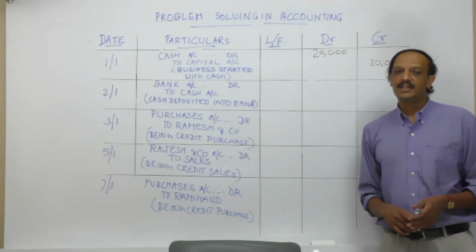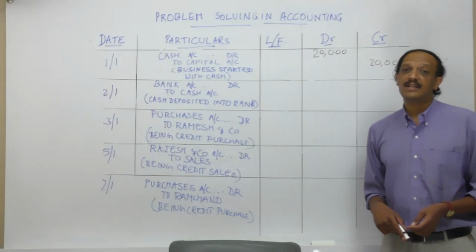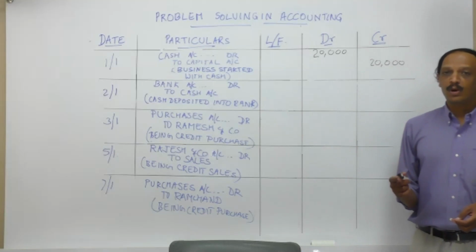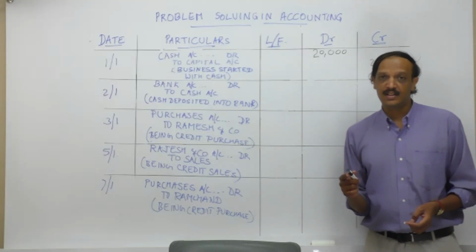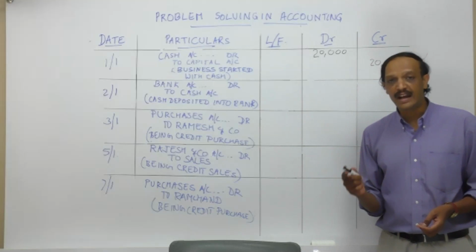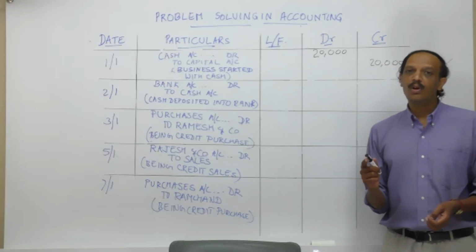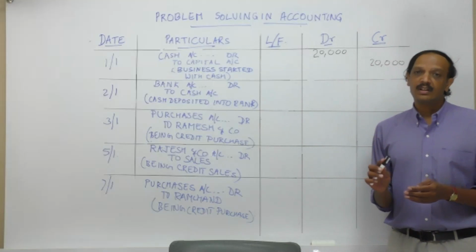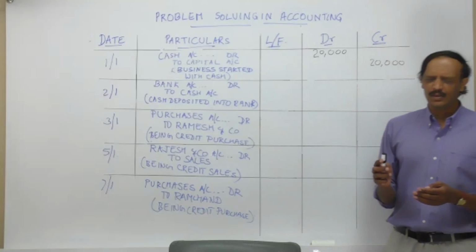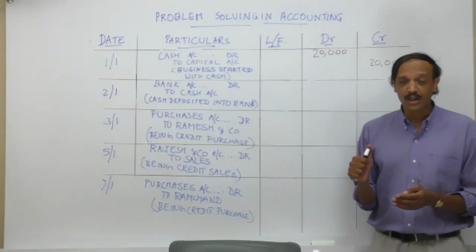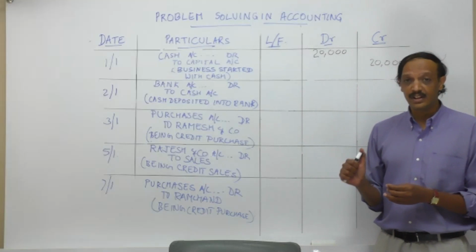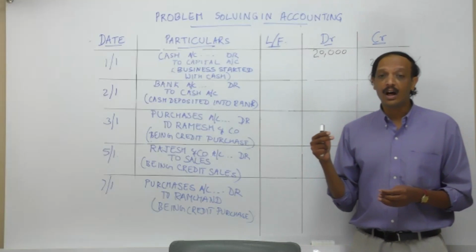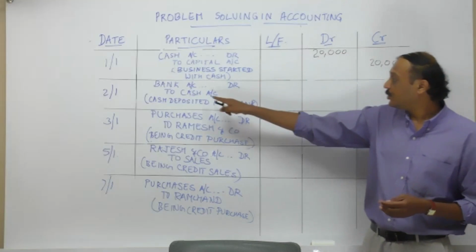The next transaction says you're depositing cash into bank. Now, the two accounts involved in this transaction are cash and bank. If you remember the rule of the real account, both of these are real accounts. Debit what comes in, credit what goes out. That is the rule of the real account. Cash is going out, so you need to credit.